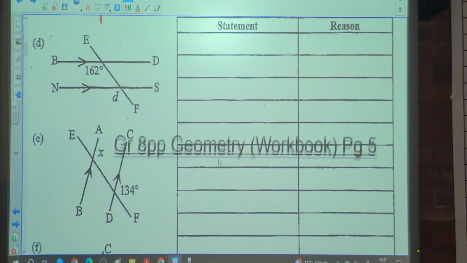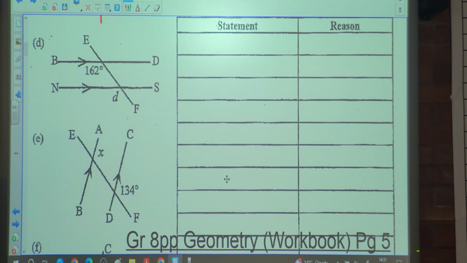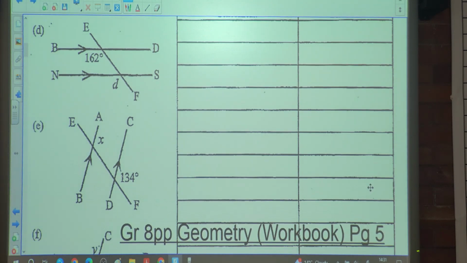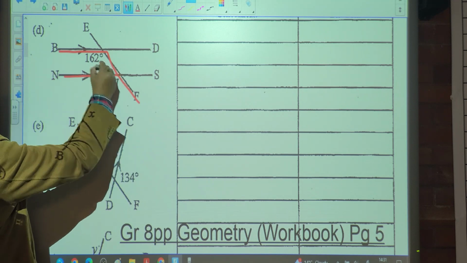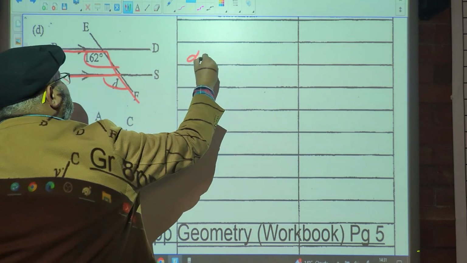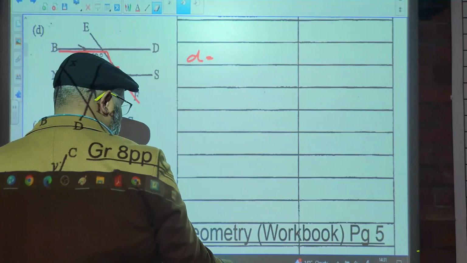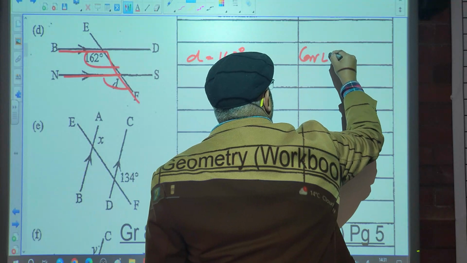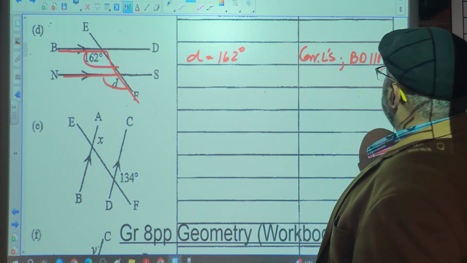Next. Still on the same page. I'm going to calculate D. Again corresponding. It's giving you a whole lot of different ways of doing the corresponding angles. Can you see that? So D is 162. Why? Corresponding angles with BD being parallel to ND.